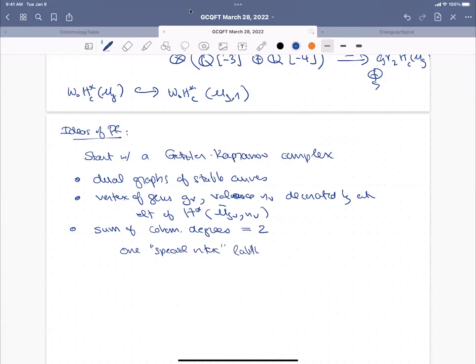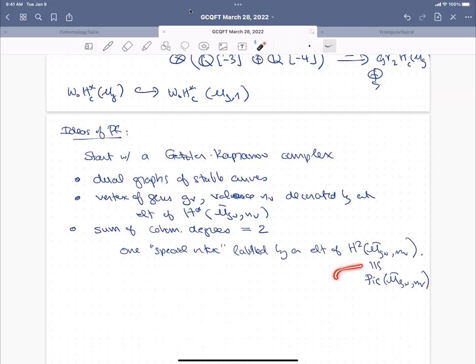labeled by an element of H2, which is isomorphic to Pic. And all of what's known about H2 is from a beautiful paper in IHES by Arbarello and Cornalba in 98.